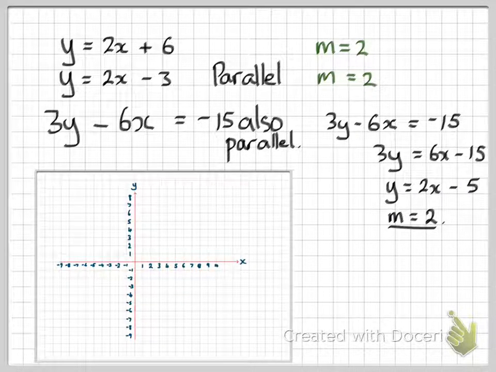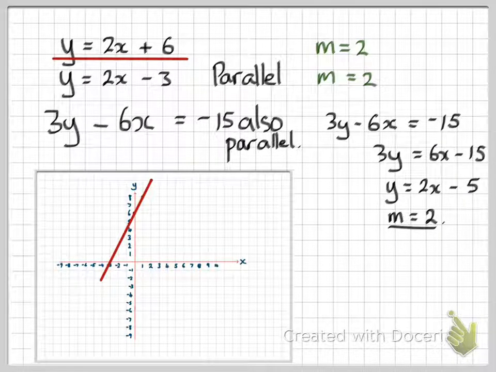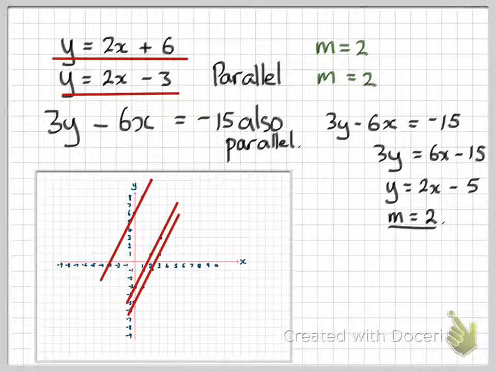Let's just check what they look like on a graph. So there's y equals 2x plus 6, crosses the y-axis at 6, has a gradient of 2. The next line crosses the y-axis at -3 with a gradient of 2, and the last one crosses at -5 with a gradient of 2. All these lines are parallel.